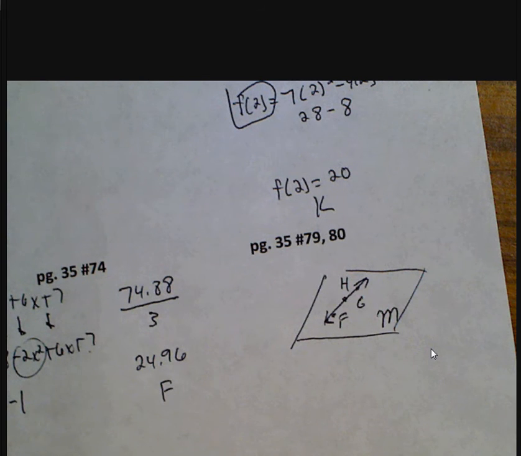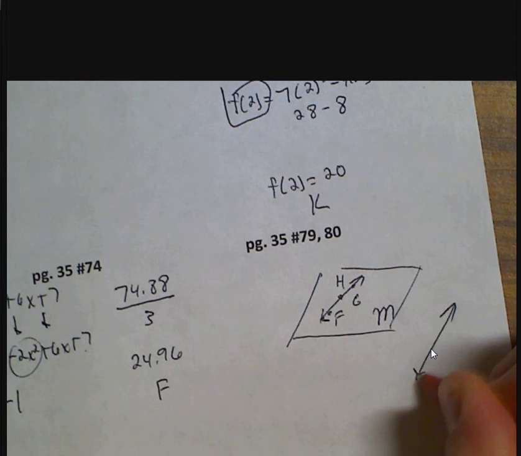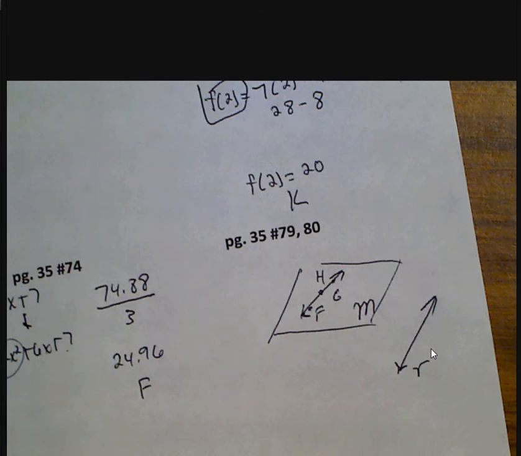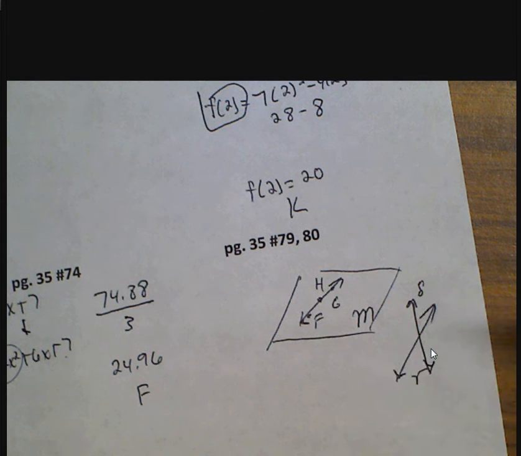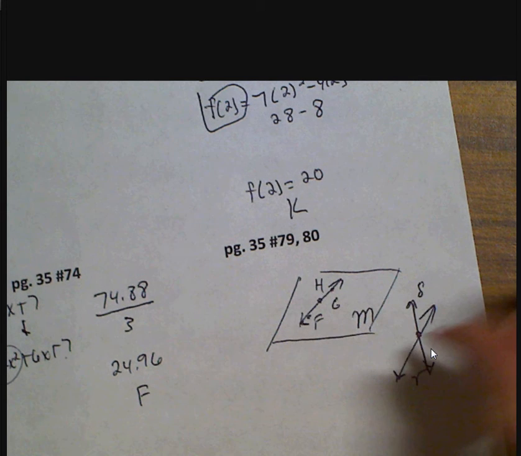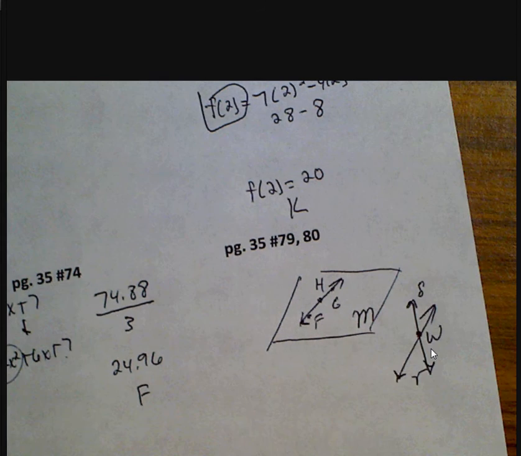Number 80, lines R, S intersect at W. So here's line italicized R. Here's line italicized S. And they intersect at point W.